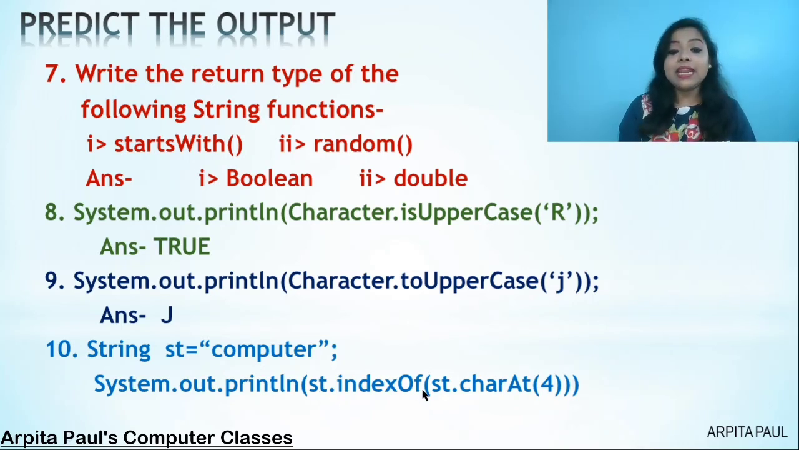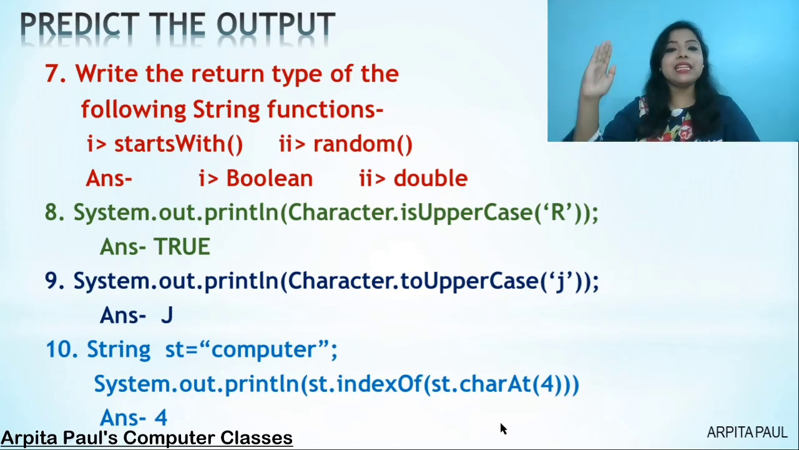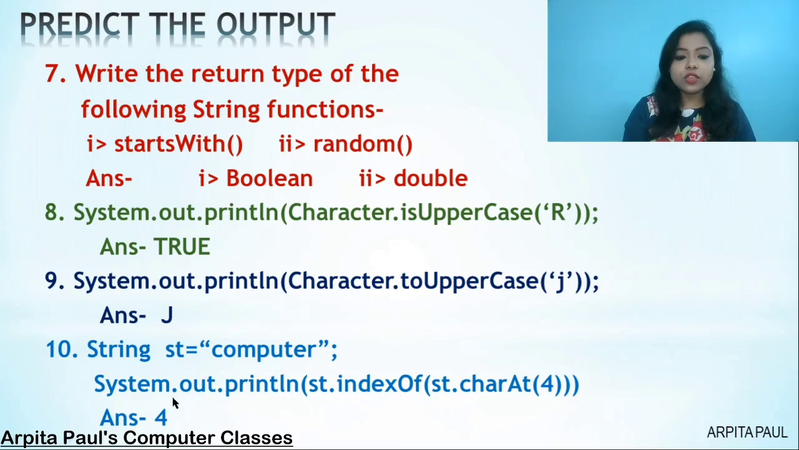Now st.indexOf that u, that means we have to print the index value of that character. So u is present at index 0, 1, 2, 3, 4. So the output for this one will be 4. Okay, so if this type of question is given, we will start executing from the right-hand side and then move to the left-hand side, and the output for this one is 4.